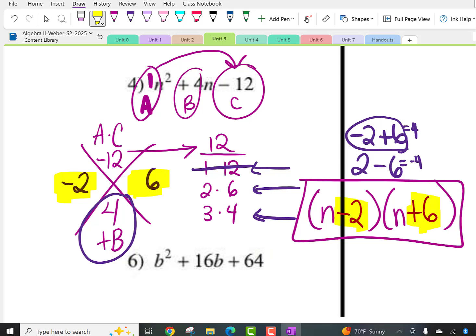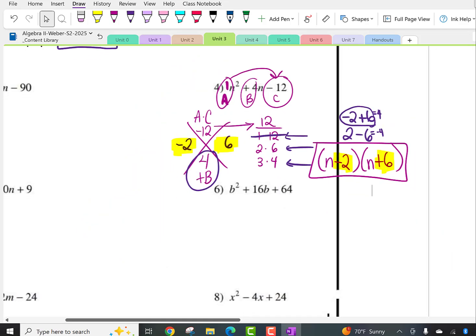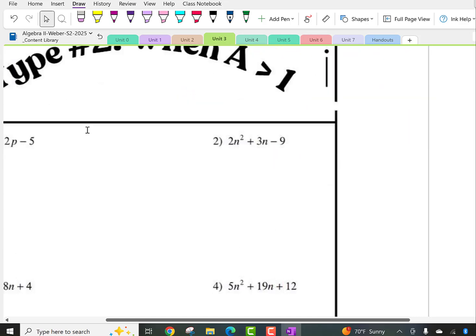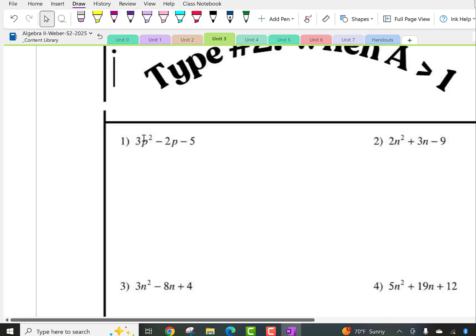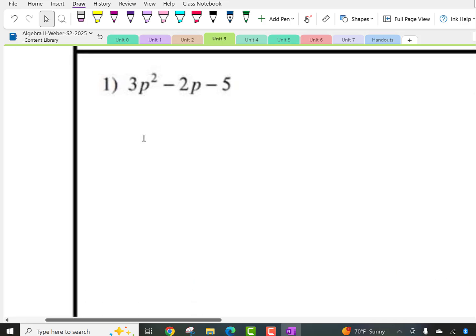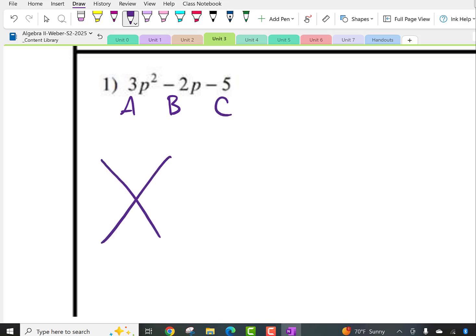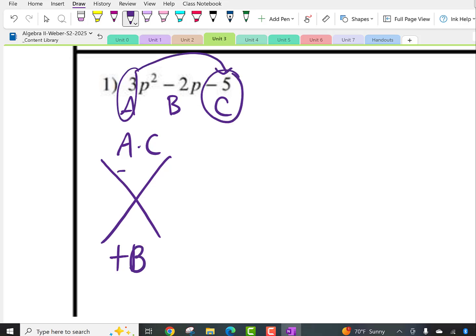All right, and I'm just going to explain the other type really quick. The other type has an extra step. This is when a is greater than 1. So I'm going to do one example. So a is 3, b is -2, and c is -5. A times c on top, plus b on the bottom. So 3 times -5 is -15. And then the b is going to go on the bottom.